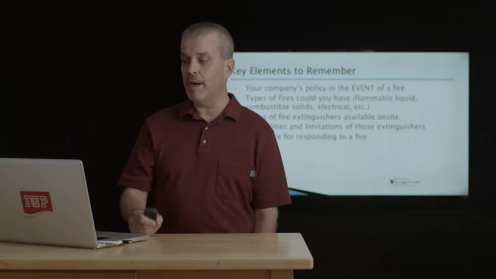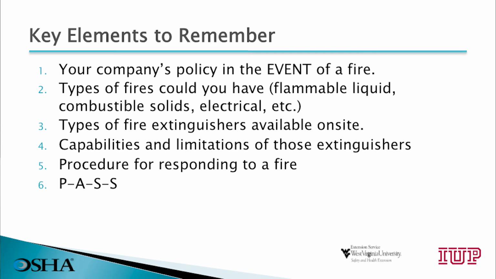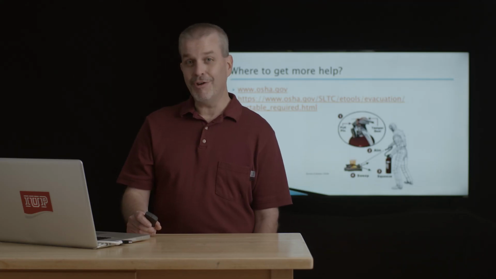The key elements to remember: you need to know your company's policy in the event of a fire. You need to understand the types of fires that you could have in your workplace. You need to understand the type of fire extinguishers that are available in your workplace and the capabilities and the limitations of that equipment. You need to understand the procedures for sounding an alarm and responding to a fire event. And lastly, PASS. To get more help on portable fire extinguishers, go to OSHA.gov.